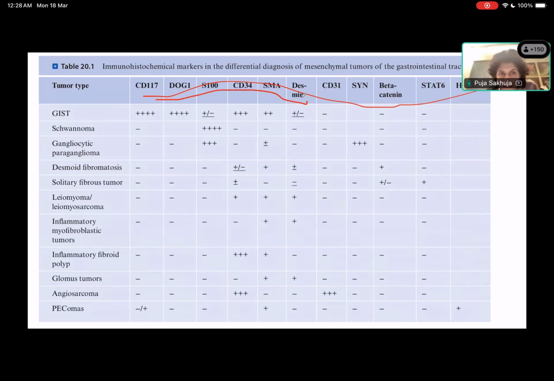As you can see here, the GIST is going to be CD117 and DOG1 positive, but can be positive for CD34 and SMA also. Schwannoma will be S100 positive, desmoid will be beta-catenin positive, and SFT will be STAT6 positive. These are much rarer tumors and are more likely to come into your differential in certain situations. For example, today we saw a tumor which had extensive collagen. If you see extensive collagenization, then solitary fibrous tumor and desmoid may come into your differential, so you may want to alter the panel that you put in the first go.